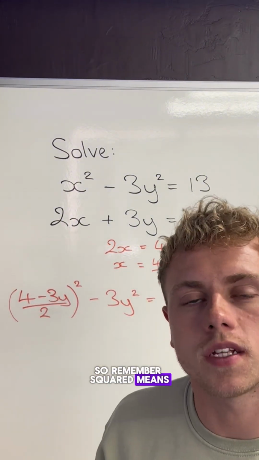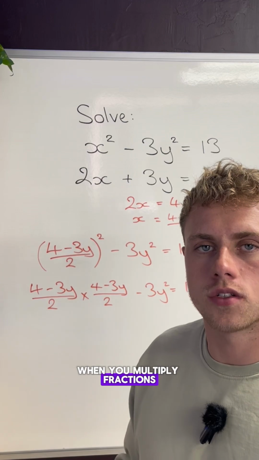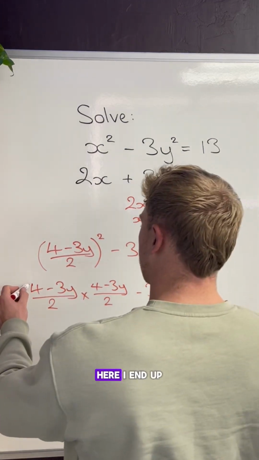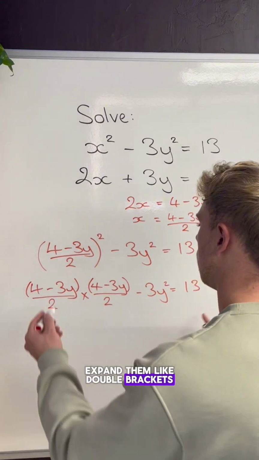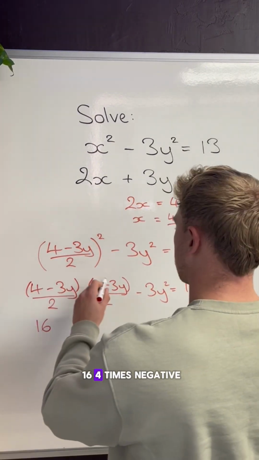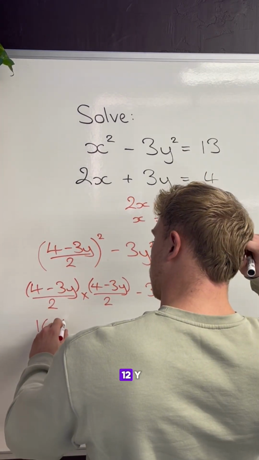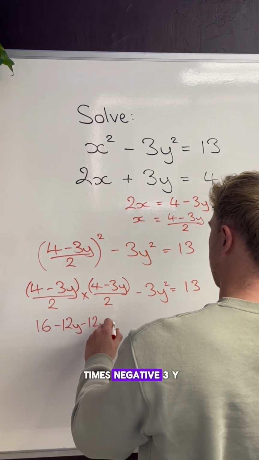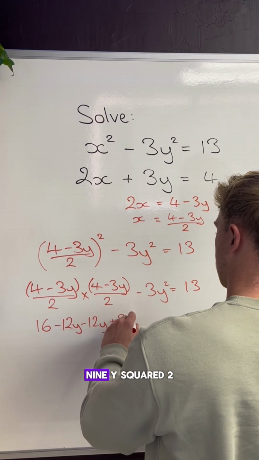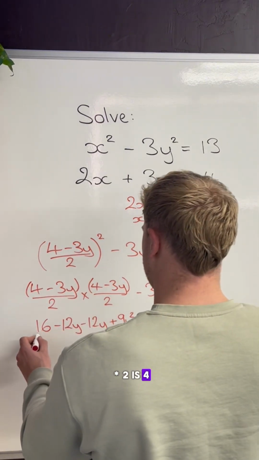So remember, squared means times them by itself. When you multiply fractions, you times the top times the bottom. Here I end up with double brackets, so I need to expand them like double brackets. 4 times 4 is 16. 4 times negative 3y is negative 12y. Negative 3y times 4, negative 12y. And negative 3y times negative 3y is positive 9y squared. 2 times 2 is 4, and then write the rest.